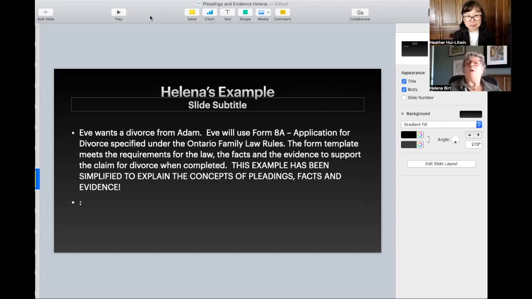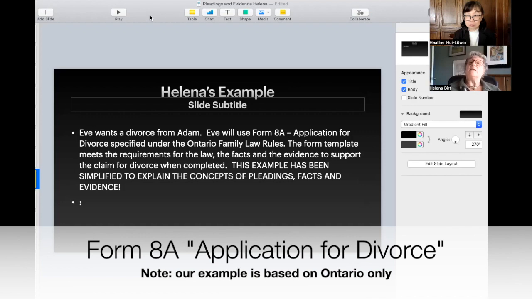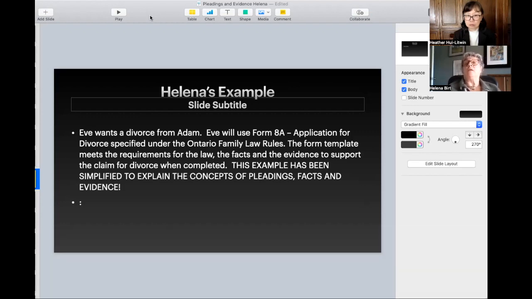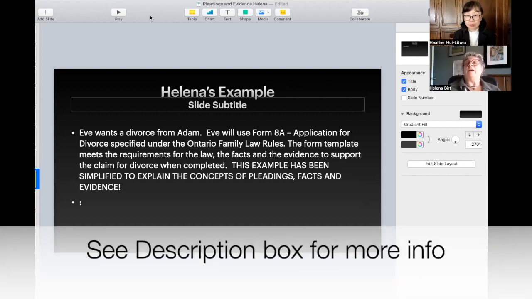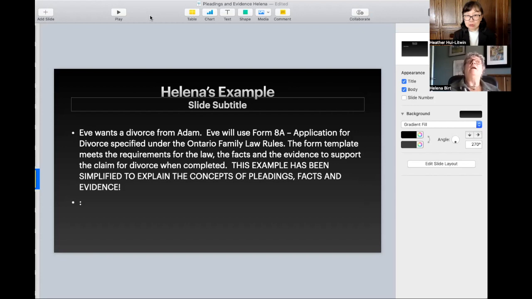So we're going to start: Eve and Adam are married. Eve wants to divorce Adam. Now how does this work when you're talking about pleadings, facts, and evidence? In order to claim a divorce in Ontario, Eve would complete a Form 8A application for divorce. This is a form specified under the Family Law Rules, which is a piece of legislation. But the divorce itself is governed under the Divorce Act of Canada. The Divorce Act applies all across Canada. The procedural rules for how you do a divorce in any province are covered by provincial legislation, but we're in Ontario. So she's bringing an application for divorce.